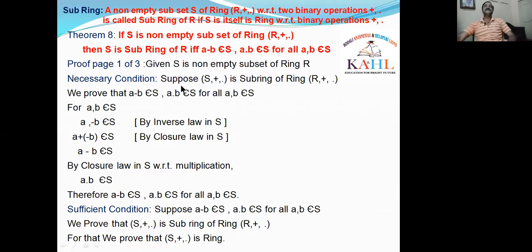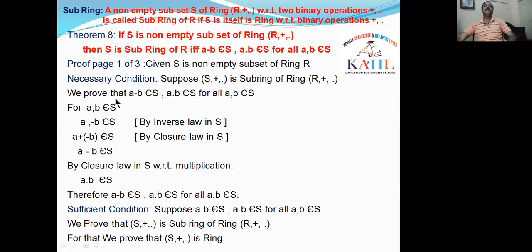What I am writing is: suppose S, plus, dot is a subring of ring R, plus, dot. If you observe, the binary operations plus and dot are on R, and the same binary operations are there on S also. Next, we want to prove that a minus b belongs to S and a dot b belongs to S for all a, b belongs to S. We have to prove these two conditions. For that, we have to take any two elements a, b belongs to S.